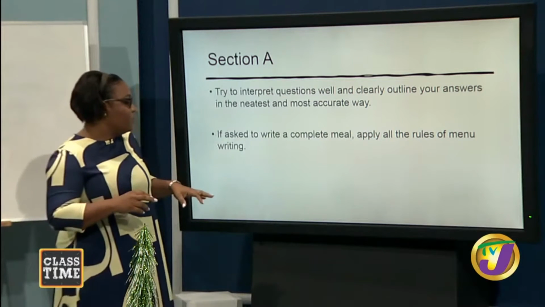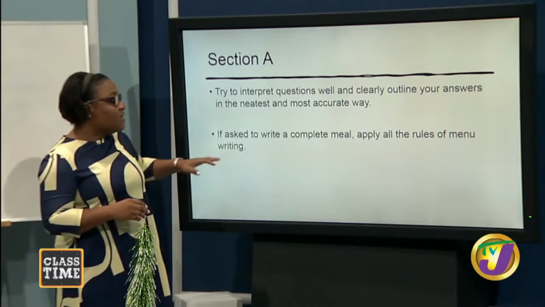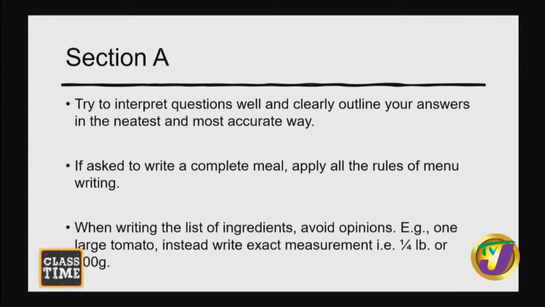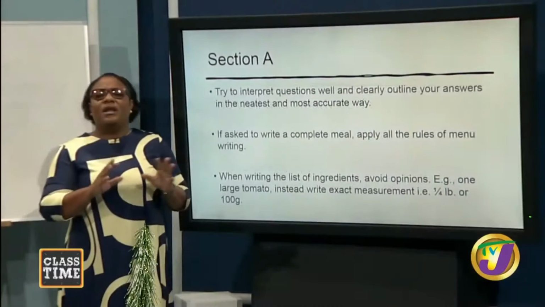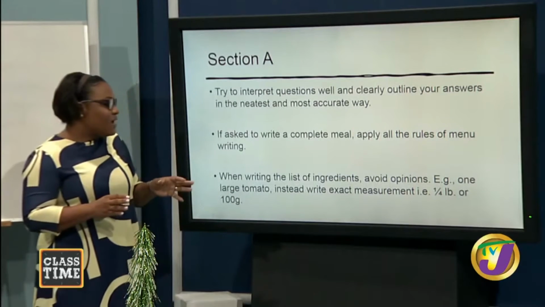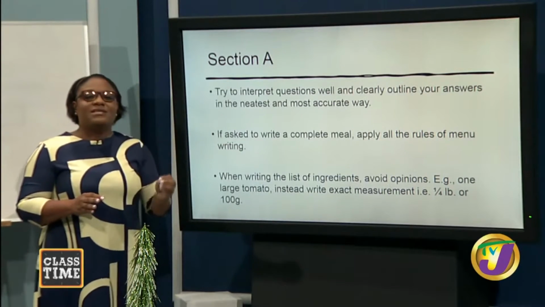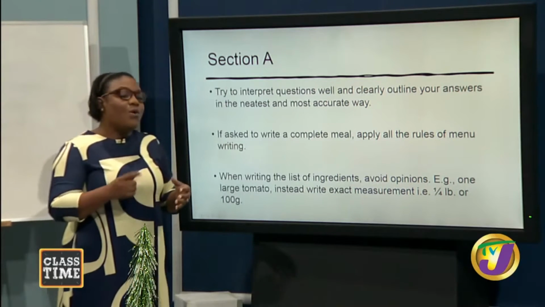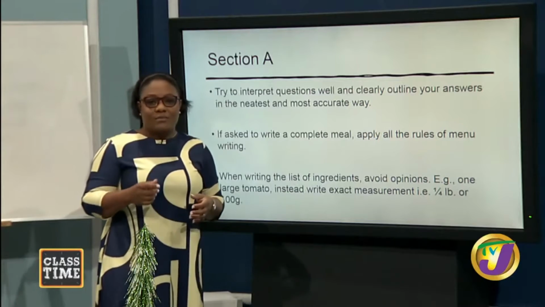It's unique. All right, if asked to write a complete meal, apply all the rules of menu planning on the front, which is the sheet I showed earlier on the time plan. So when you're writing the list of ingredients, avoid opinions. Don't write 1 large tomato. Instead, write the exact measurement. Remember I said with quantities. So for example, 1/4 pound or 100 grams.